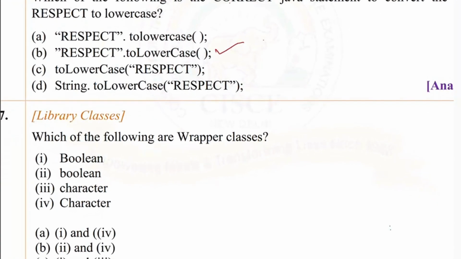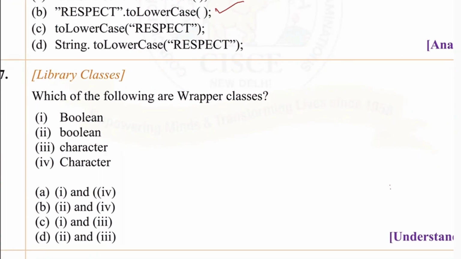Next one. Which of the following are wrapper classes? In wrapper classes, the first letter is capital. So this boolean and character are not wrapper classes. So the answer is 1 and 4.